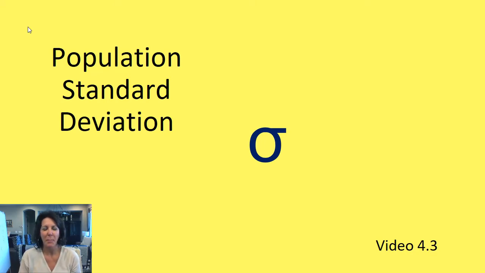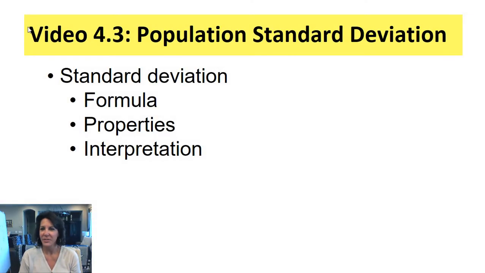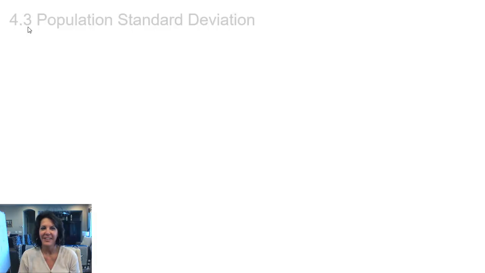In this video, we're talking about population standard deviation. This is the big one. This is the one that you will use most often, and it's incredibly easy to figure out. So we have a couple different things. We'll talk about the formula, the properties of the standard deviation, and how we interpret it.